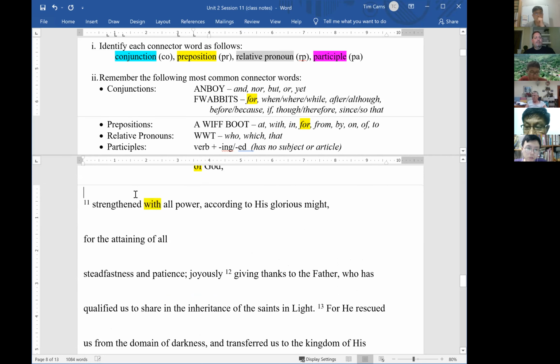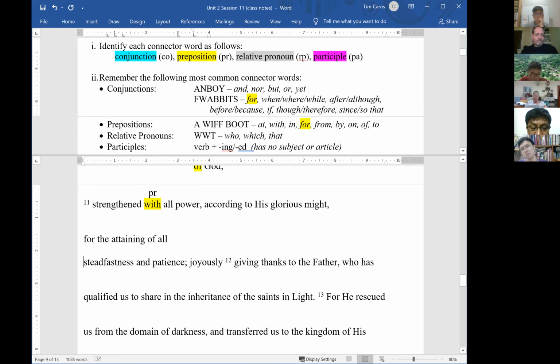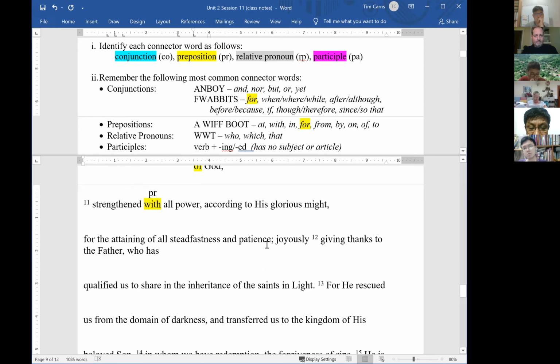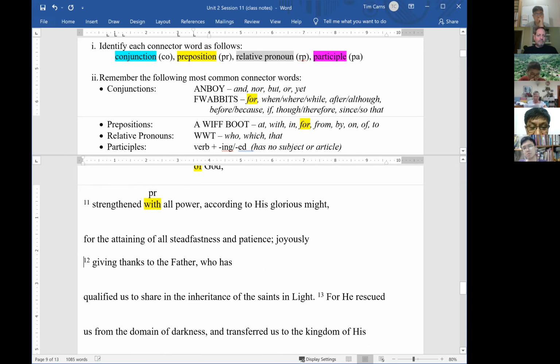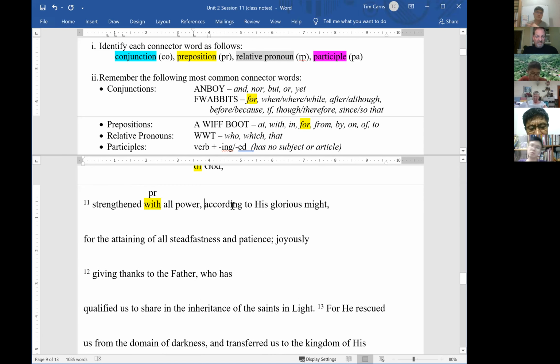What is that? What is with? With is a preposition. Yes, good. According to is another conjunction, I think. Oh, according to, or maybe preposition. Yeah, it's a preposition, actually.